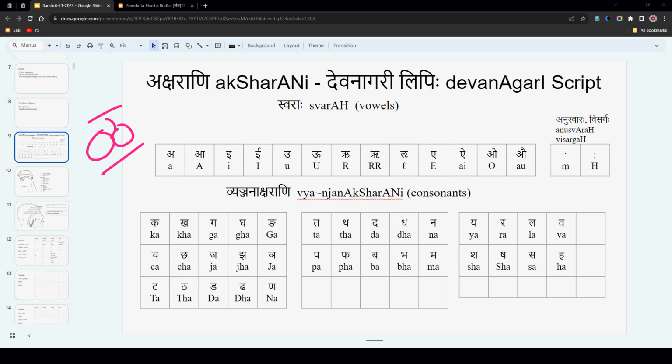When you say la, it's like ta, ta. In the same place we say la. So that is a murdhanya position for la. Okay, I think we can stop here. Any other question?